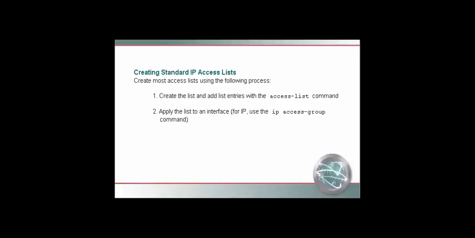Creating any access list involves two general tasks. First, create the access list and add the list entries with the access list command. Second, apply the access list to a specific interface. IP lists are added to an interface with the IP access group command.